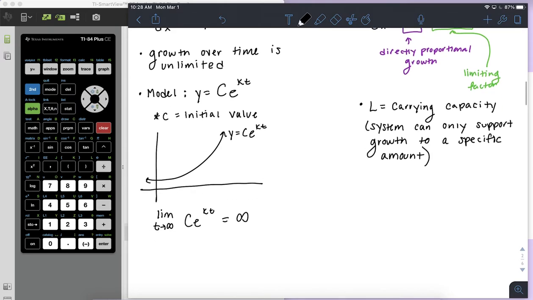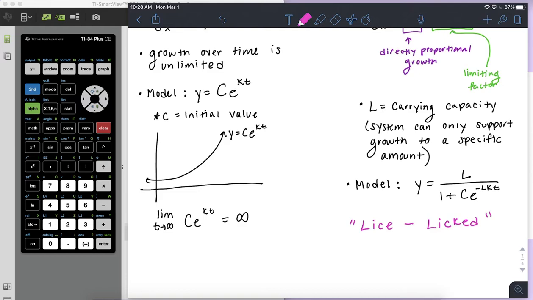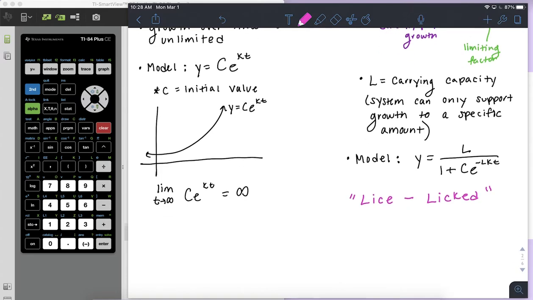So the model for this one looks a lot like what we just solved for. I'm going to give you a little mnemonic device to help you remember it. It's going to look like y equals L over 1 plus c e to the negative Lkt. So the little mnemonic device that we're going to use to help us remember this is "lice minus licked." The reason that helps us remember it is, lice, L-I-C-E, that's L over 1 plus c times e, and then minus licked is that negative Lkt exponent.